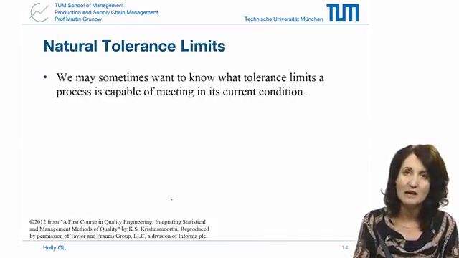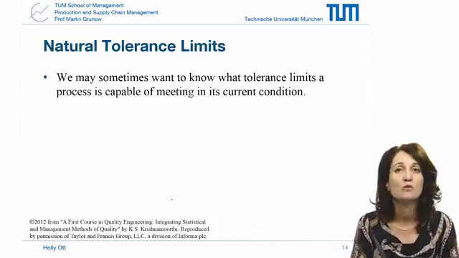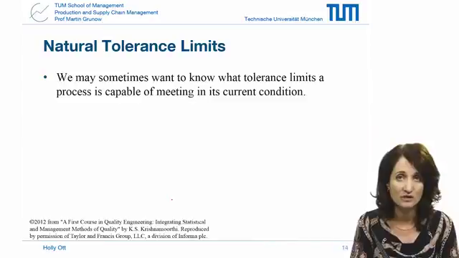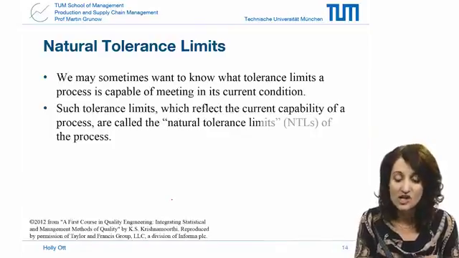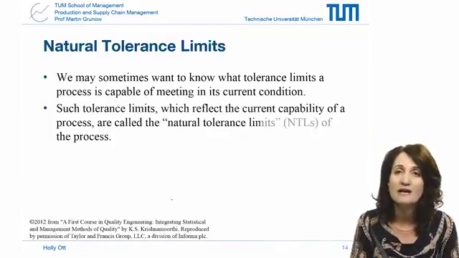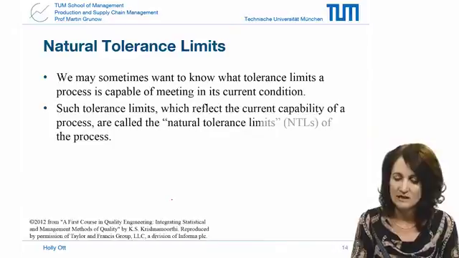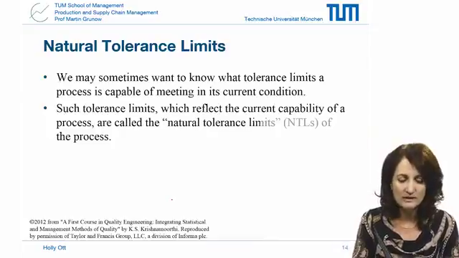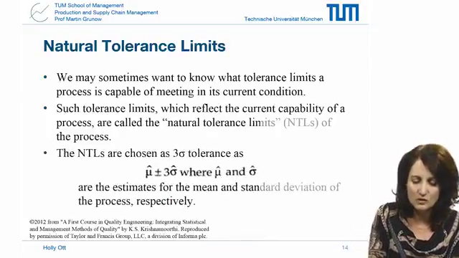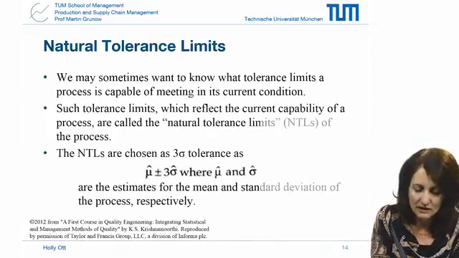We may, however, sometimes want to know what tolerance limits a process is capable of meeting in its current condition. And these tolerance limits, which reflect the capability of the current process, are called natural tolerance limits, or NTLs, of the process. And these are chosen as a 3 sigma tolerance, so as mu plus or minus 3 sigma. And here we have the little hat here.